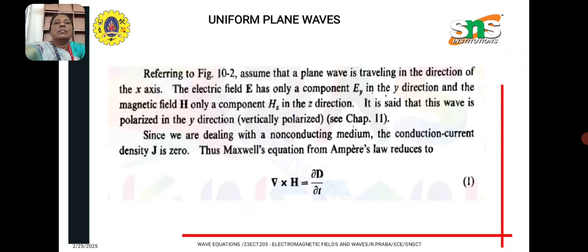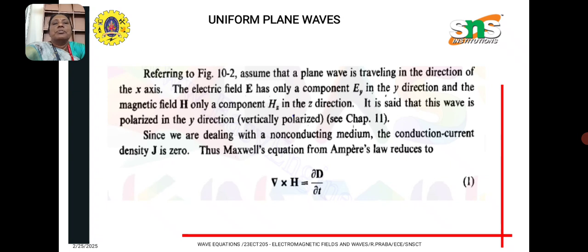And for deriving the wave equation for uniform plane waves, assume a plane wave is traveling in the direction of the x-axis. The electric field E has only the component Ey in the y direction, and the magnetic field H only has a component Hz in the z direction. It is said that this wave is polarized in the y direction, that is, vertically polarized, because the electric field vector is in the y direction.